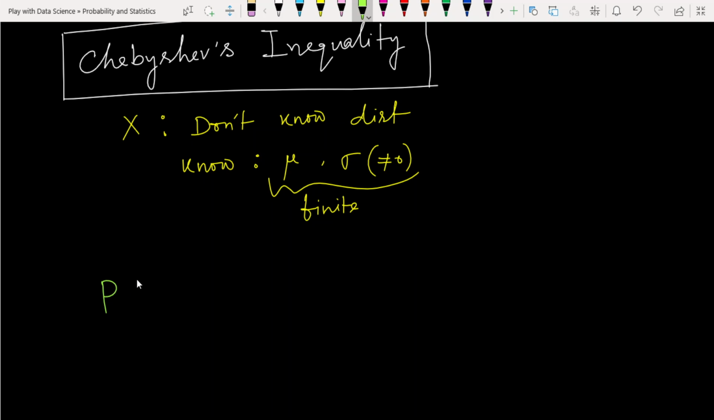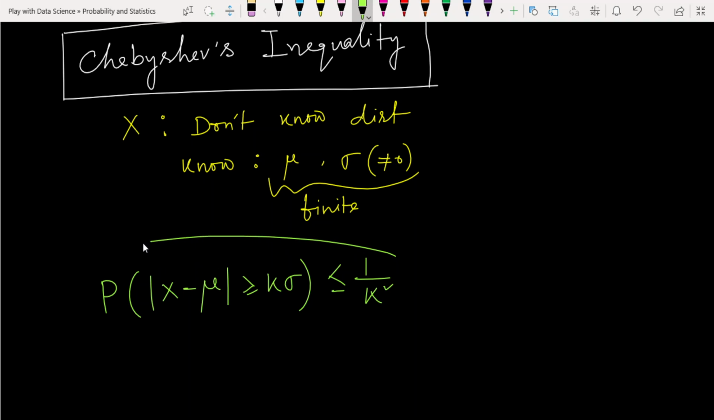The Chebyshev inequality is telling us the probability that the norm of x, meaning the random variable minus mu, is greater than or equal to k sigma is less than or equal to 1 by k square. This is what the Chebyshev inequality says.